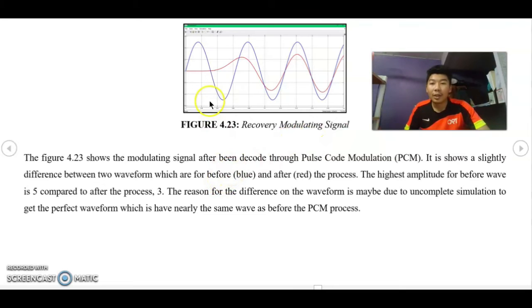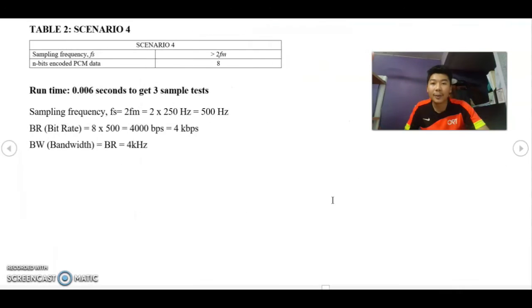So as you can see, there are two waveforms here. Blue is before the process, and red is after the PCM process. You can see a slight difference between the two waveforms, and the highest amplitude for the before wave is 5 compared to 3 after. The reason for this difference may be an incomplete simulation to get the perfect waveform, which has nearly the same wave as before the PCM process.